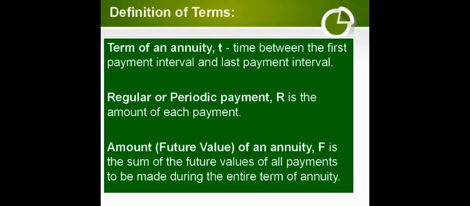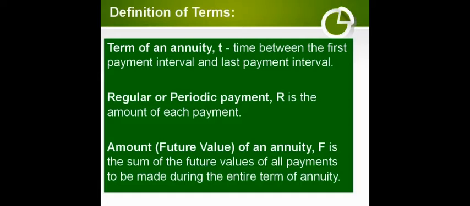Now let's proceed to the term of an annuity, denoted by letter t, the time between the first payment interval and the last payment interval. That is the term of an annuity, denoted by small letter t. The regular or periodic payment, denoted by capital letter R, is the amount of each payment. So, magkano yung babayaran mo buwan-buwan or every quarter. That is what we call the regular or periodic payment.